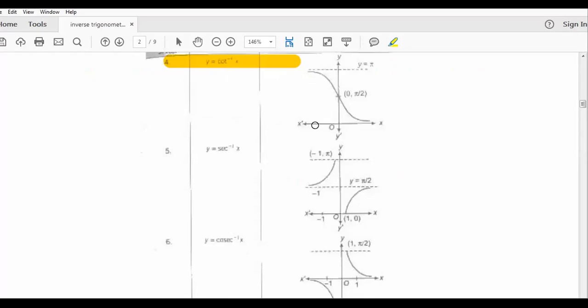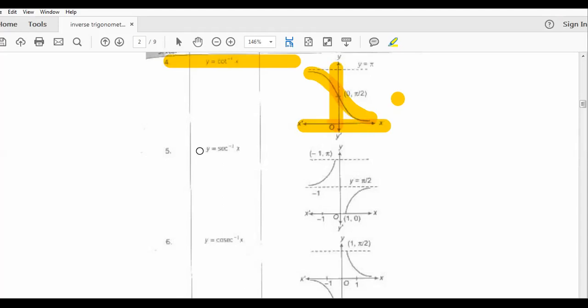So the domain is all the real numbers, meaning this is a real line. And the range is 0 to pi. So the range is 0 to pi like this. At pi the value becomes infinity. So the graph goes from this to this like a curvilinear graph. Is it clear? This is our cot inverse x graph. Now come to the next graph.